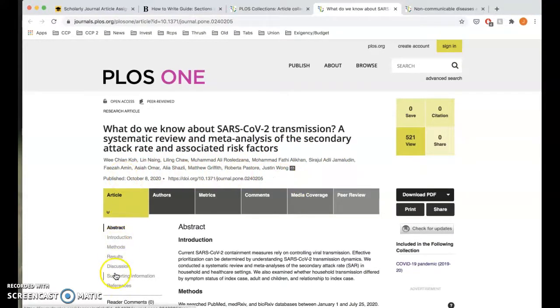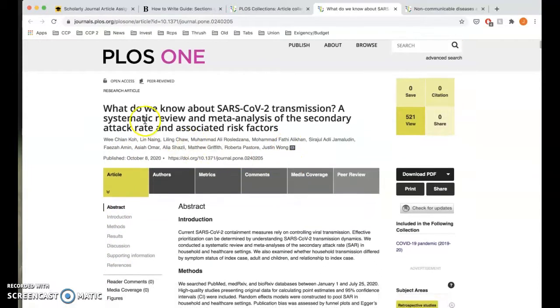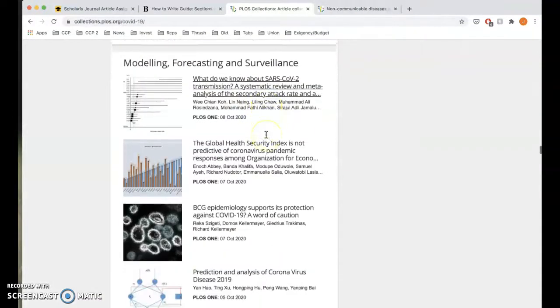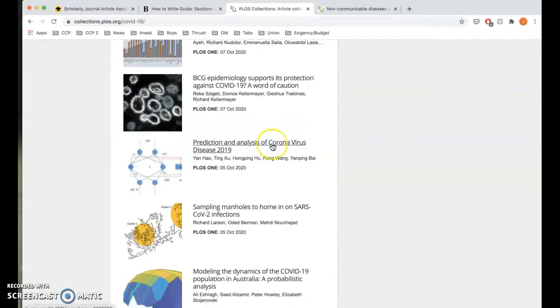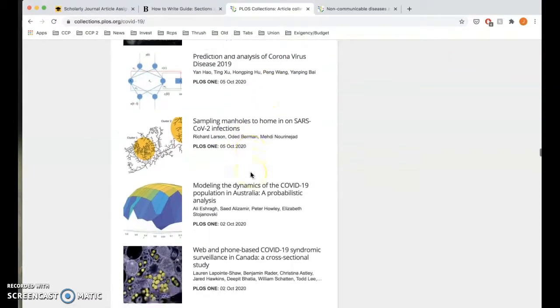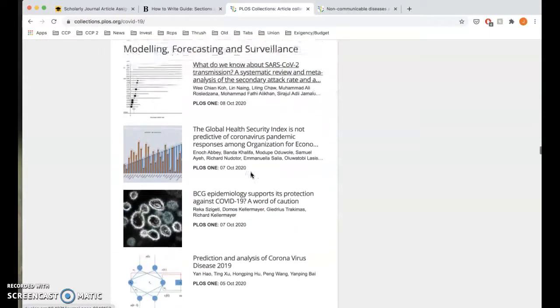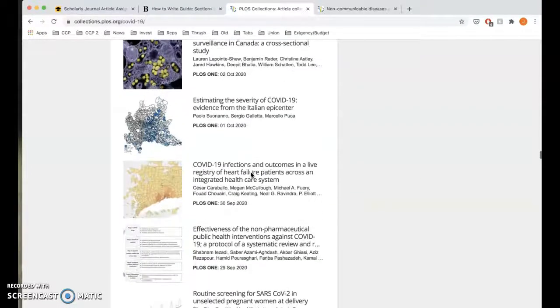Same thing, you've got all these sections. And I did want to point out here, a systematic review and meta-analysis means they're going to look at all the other research that's been done. And a meta-analysis is to take the work of 10 other groups and do an analysis of all of their analyses and bring it all together. So anytime you see meta-analysis, that's what somebody's doing.